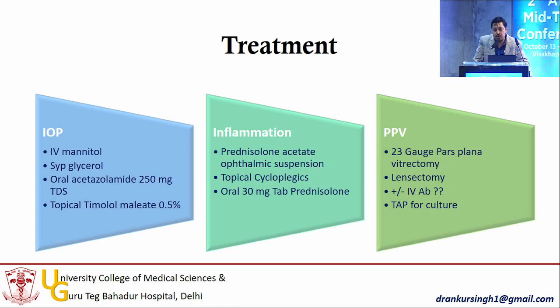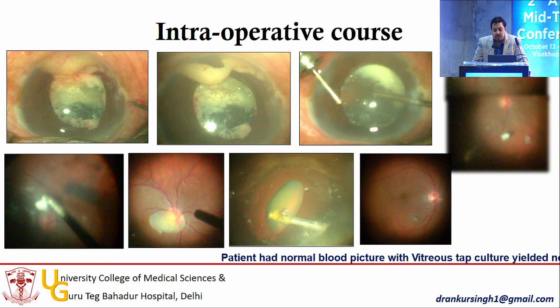The patient was put on IV mannitol, glycerol, oral acetazolamide, and topical timolol maleate. For anti-inflammation, we gave the patient topical prednisolone acetate, topical cycloplegics, as well as oral prednisolone. We planned 23 gauge PPV with lensectomy, as well as cultures. The intraoperative course revealed that the exudate was fluffy in nature as well as blood tinged. There was partially absorbed lens inferiorly. There was fluffy cortical matter seen in the vitreous with a partially absorbed nucleus.